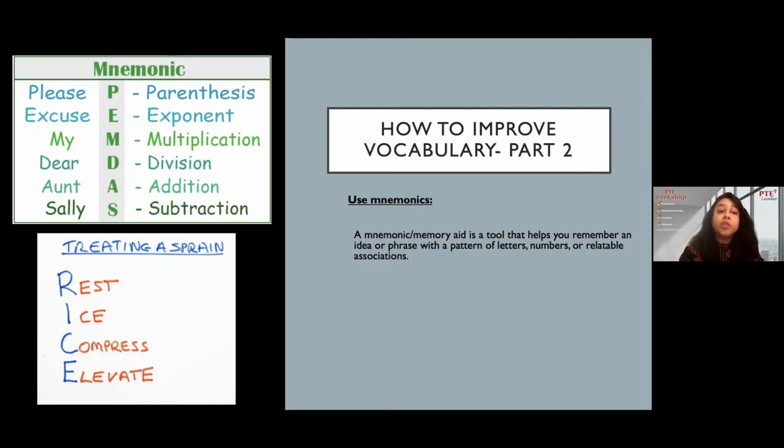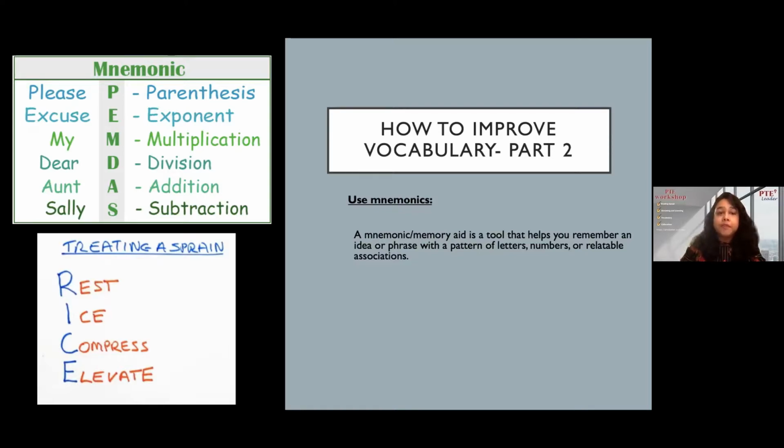Another mnemonic from the first picture, PEMDAS. For example, I am very afraid of maths. For me, maths is a nightmare. If there is someone like me who is really struggling to improve their math skills, you can remember PEMDAS. P stands for parentheses, E stands for exponent, M stands for multiplication, D stands for division, A stands for addition, and S stands for subtraction.